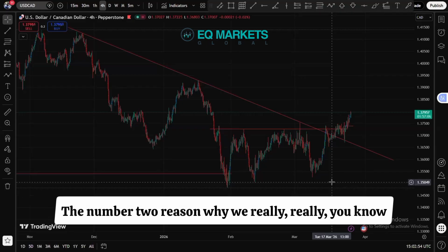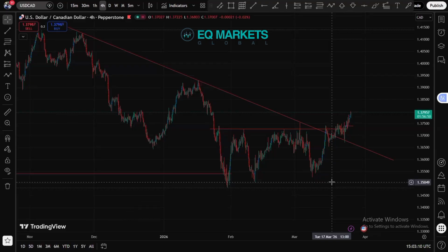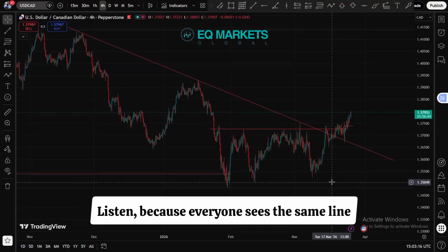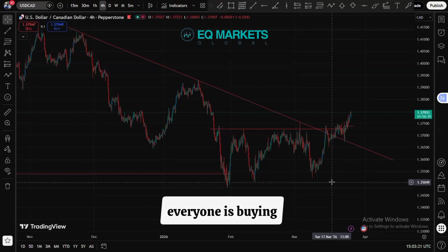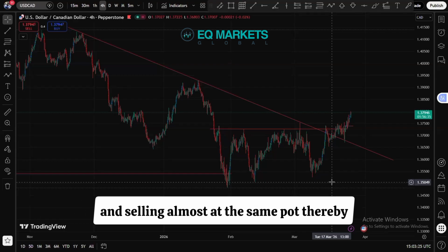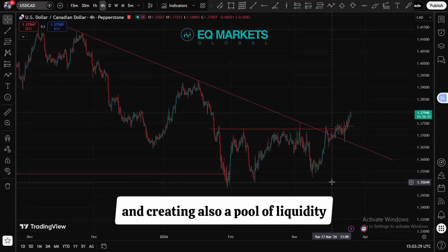The number 2 reason why we really talk about the touch is this: it also serves as a self-fulfilling prophecy. Listen, because everyone sees the same line, everyone is buying and selling almost at the same spot, thereby creating the bounce you see on the chart and creating also a pool of liquidity.